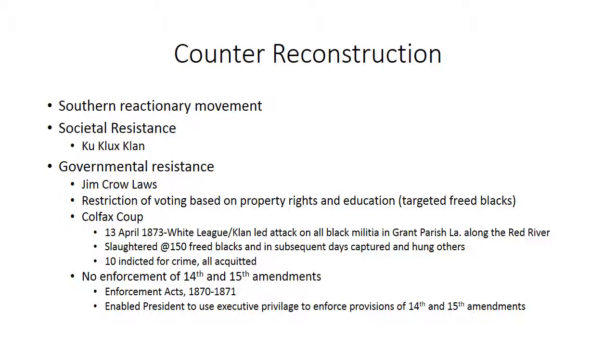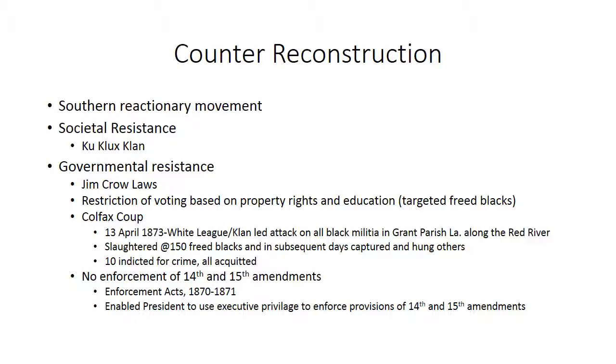Government resistance, we've talked about this before. You see the Colfax coup here, and I've got fairly much the details of it there that you can just read. The Klansmen, the White League and the Klan, the White League was another vigilante group, attacked the black militia in Grant Parish. See, the problem was, it wasn't simply that the blacks were given voting rights. It's that they constituted a majority in a lot of the areas of the South. Parish is essentially a county in Louisiana. That's the equivalent of a county in the state of Louisiana. They constituted a majority in some of these parishes.